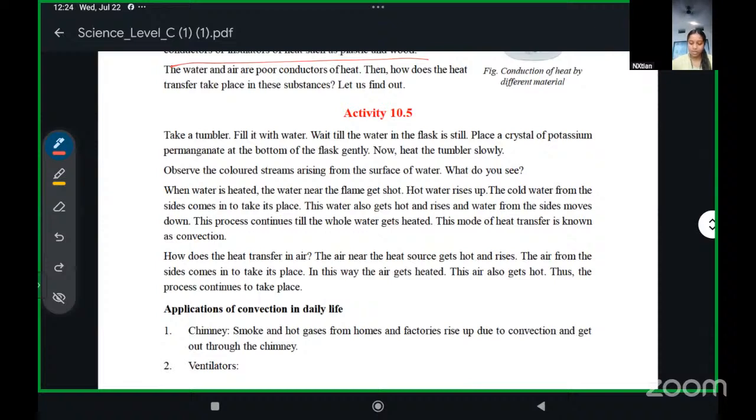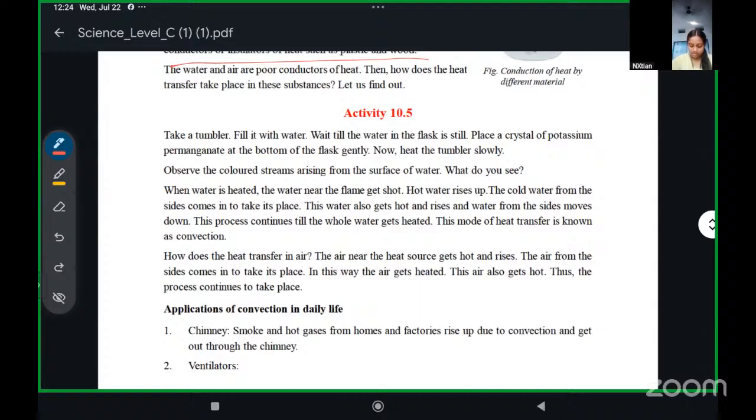What do you see? When water is heated, the water near the flame gets hot. Hot water rises up and cold water from the side comes to take its place. This water also gets hot and rises. Water from the side moves down. This process continues till the whole water gets heated.